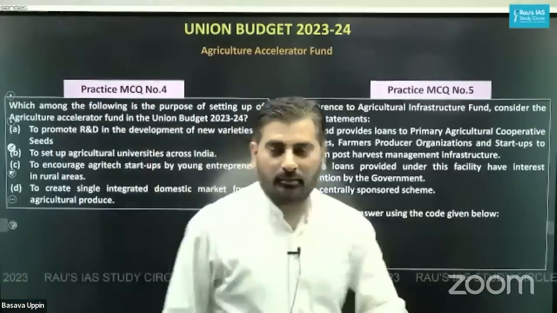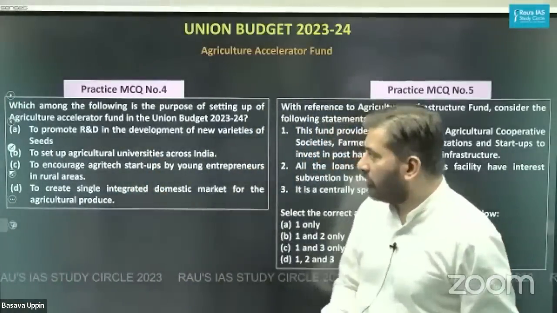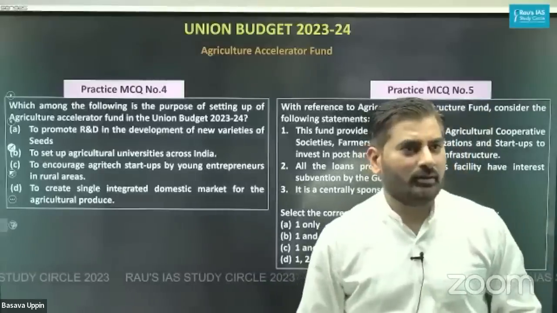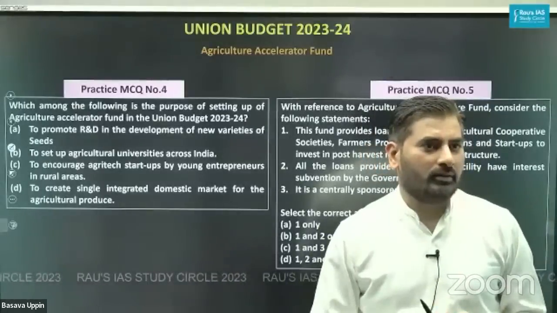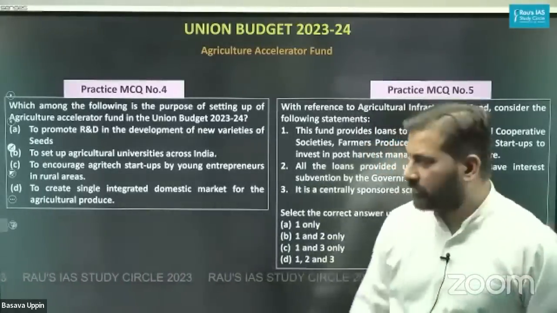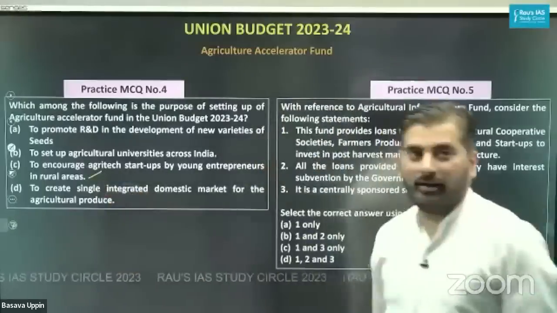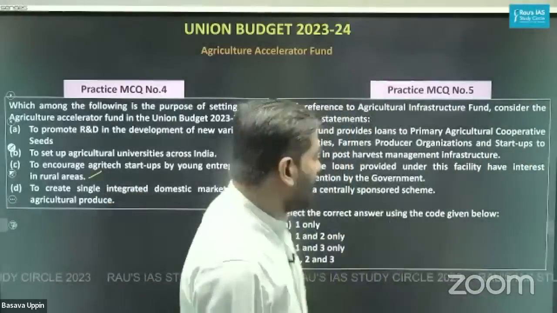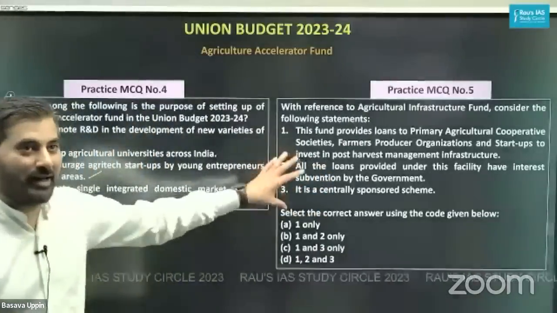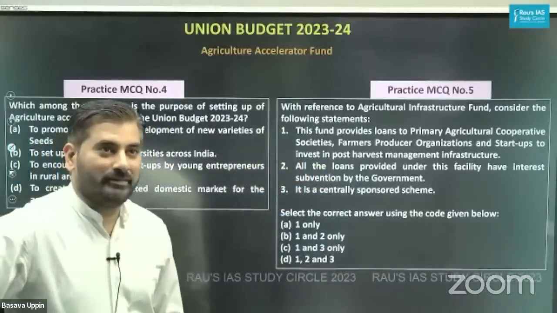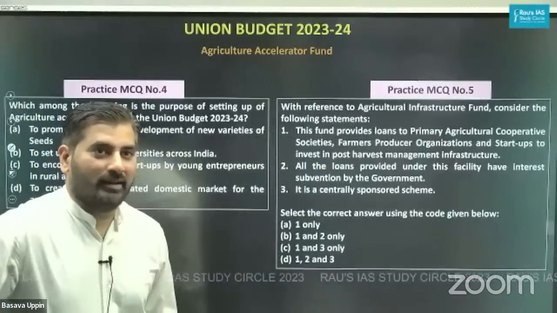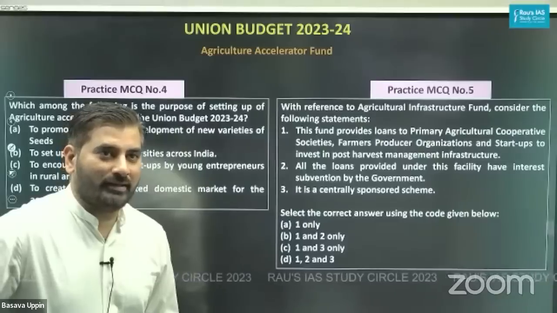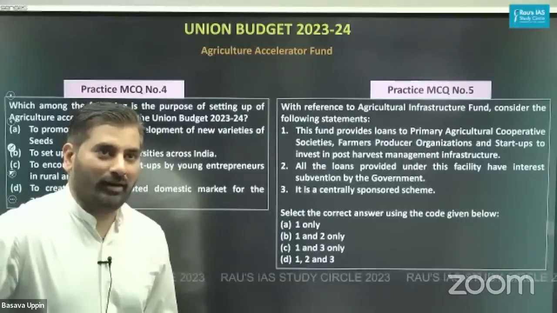Let's look at the practice question, MCQ number 4. It's a very easy question. Good. Okay. If this is easy, let me find out how many of you will be able to correctly answer this question. Agriculture Infrastructure Fund. Have you heard of this fund?